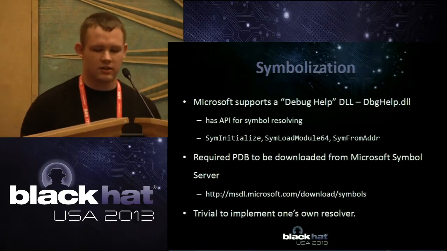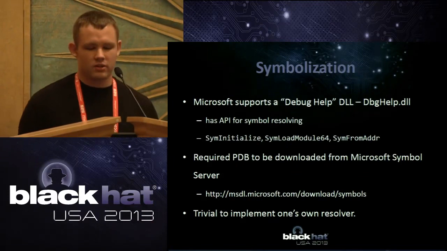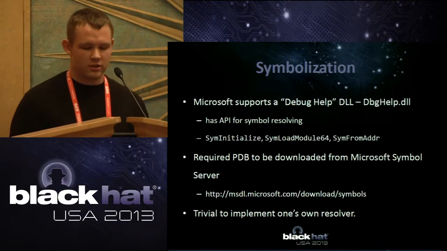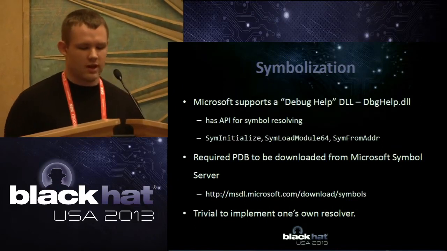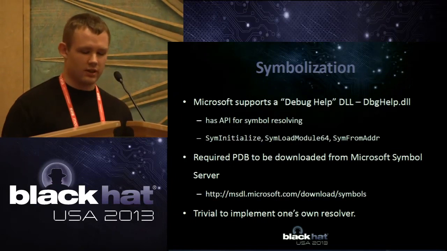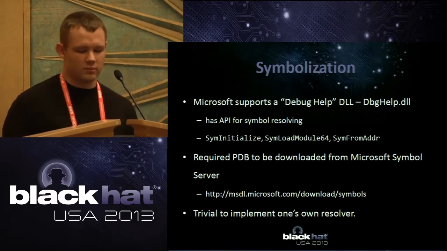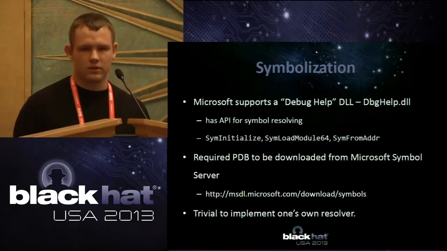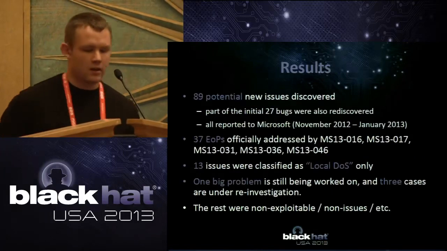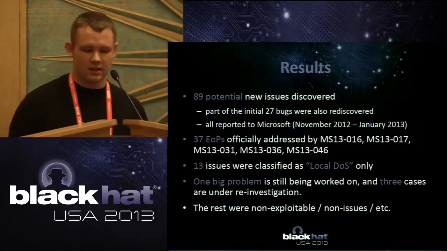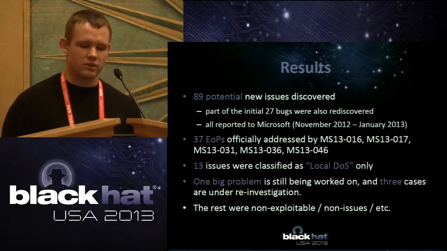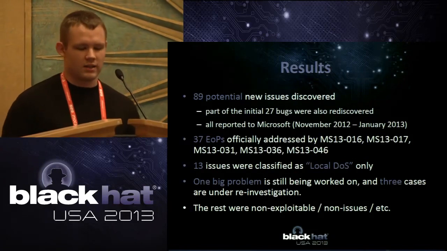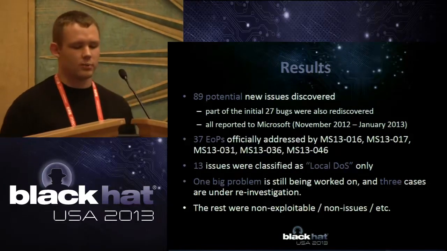When it comes to symbolization, this is really trivial for Windows as well. Microsoft supports the Debug Help DLL, which has all of the necessary API for doing the symbolization. There are basically 3 functions that you need to use for that. And you also have to have the PDB files for all of the kernel modules that you want to symbolize, which you can basically download from the Microsoft symbol server. So it's pretty trivial to implement one's own resolver with that information. Okay, so when it comes to the results, we had 5 different iterations running Windows 7 and Windows 8 in different bitnesses, and all of this resulted in almost 90 potential new issues, which we all reported to Microsoft.